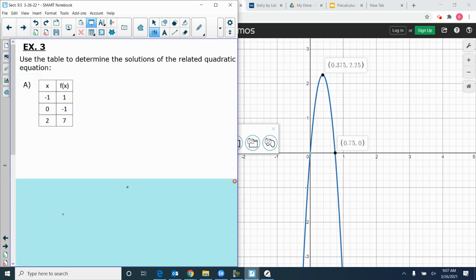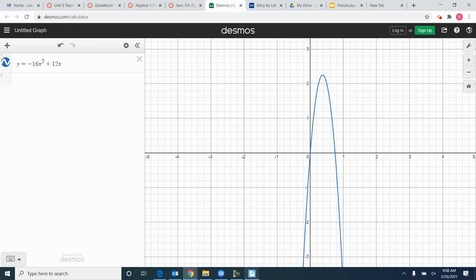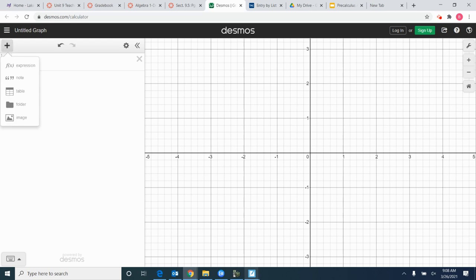Now this one was a little bit confusing to me, so I'm going to see if we can work it out here. You got to put in a table. Go ahead and clear that out. Go to the plus sign, hit the plus sign, and go to number 3 and hit table. And enter, if you think you can do it, enter the values for the table, like the -1, 1, 0, -1. And I will do it here in a second, but if you think you're good, go ahead. It will plot those points.